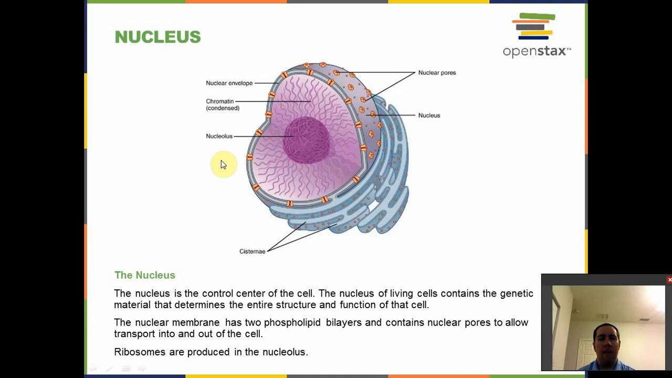Ribosomes are made in the nucleolus. Remember, the ribosomes make the protein. That's the dots, the rough part of the rough ER. They make proteins, but the ribosomes themselves are made in the nucleolus, inside of the nucleus, meaning they then have to leave and come out these nuclear pores.